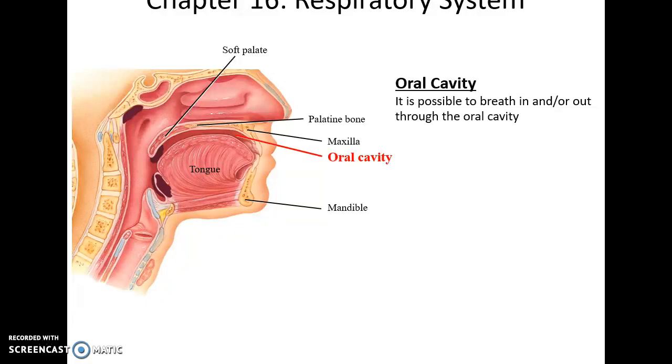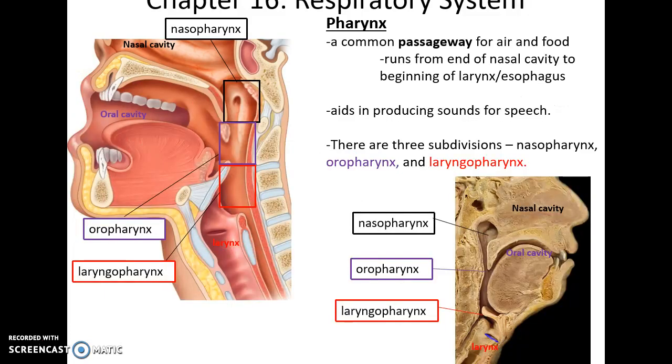We also have the oral cavity, not considered a part of the respiratory system, but let's be honest here, we know we can breathe in and out of our mouth. All right, the pharynx, or the back of the throat. The pharynx is a passageway running from the nasal cavity down to just above the larynx and esophagus. It is broken down into three main areas: the nasopharynx that comes after the nasal cavity, the oropharynx, which comes after the oral cavity, and the laryngopharynx that is directly above the larynx and esophagus.